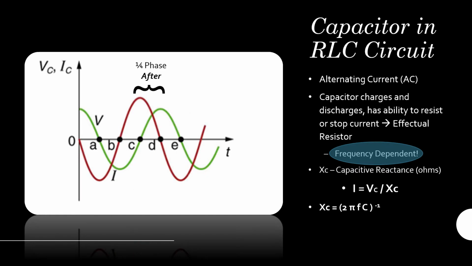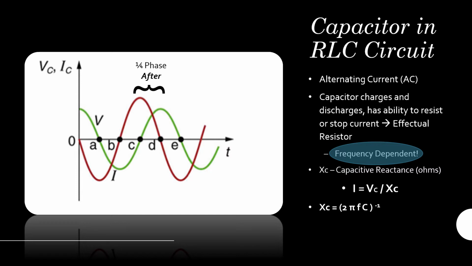Alright, so now let's look at the capacitor. So with the alternating current, the current and the voltage are going to be oscillating, changing directions through the capacitor. However, we know from when we studied capacitors that as the capacitor charges and discharges, it has the ability to slow down or even stop the current when it's completely charged. So again, it's acting basically like a resistor.